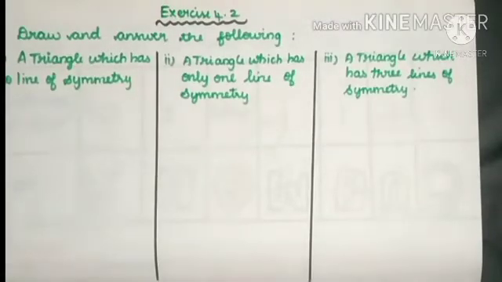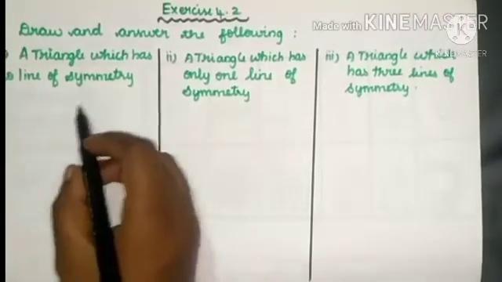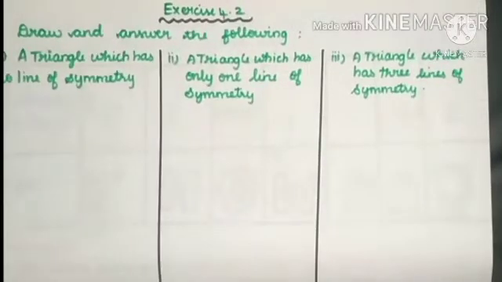Students, as you already know that the number of lines of symmetry of each regular polygon, that is a closed figure having equal sides and equal angles, is equal to the number of sides. The number of sides is equal to the number of lines of symmetry. In the first one, we have to find a triangle which has no lines of symmetry. We have to find the triangle with three unequal sides and angles.